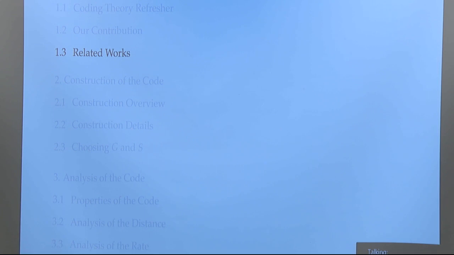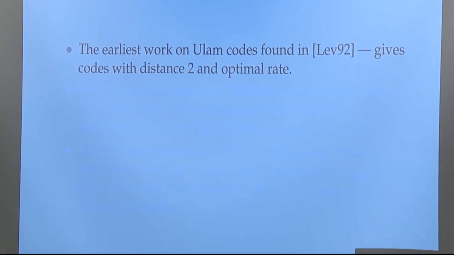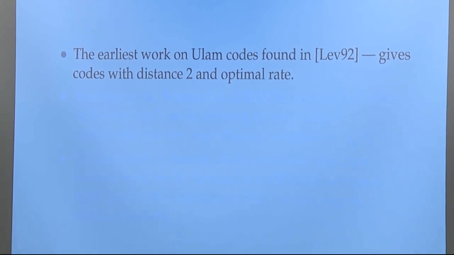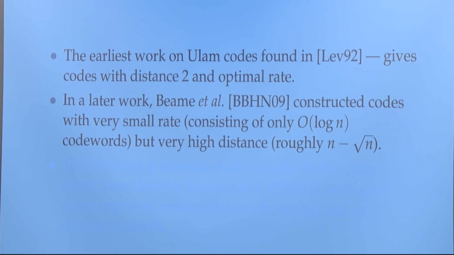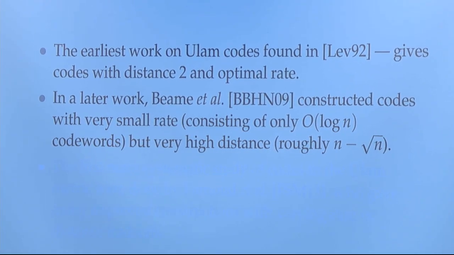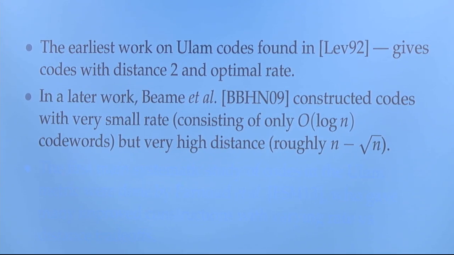Okay. So before we talk about how we did it, let's talk about some related work. The earliest work on codes in the Ulam metric can be found in a paper by Levenshtein back in 1992. He gave codes with distance 2 and optimal rate, meaning if you want every pair to have distance at least 2, you can't have more than this many permutations. In a much later work, Beame and others constructed codes with very small rate, consisting of only log n code words, when there could be n factorial many code words. They had a very small number of code words with very high distance. Every pair is roughly n minus square root of n apart.